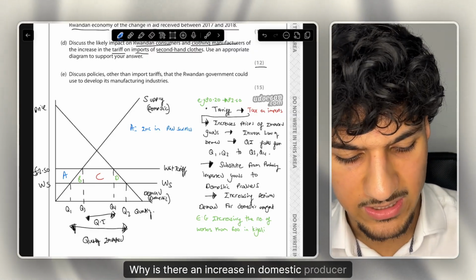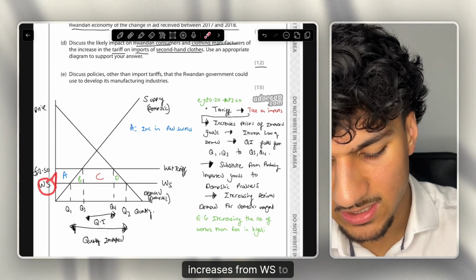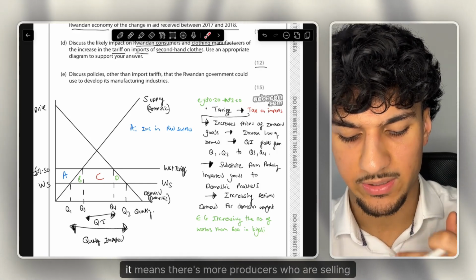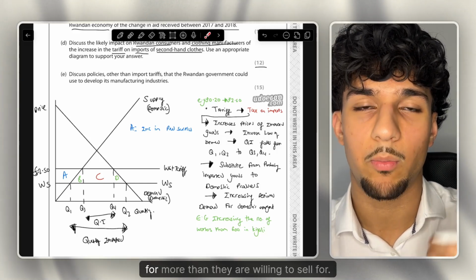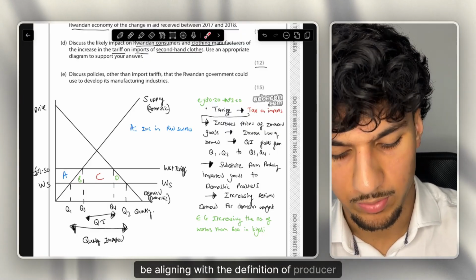Why is there an increase in domestic producer surplus? Since with the tariff, the price increases from WS to a new higher price, and if producers are selling for a higher price, it means there are more producers who are selling for more than they are willing to sell for, thus aligning with the definition of producer surplus.